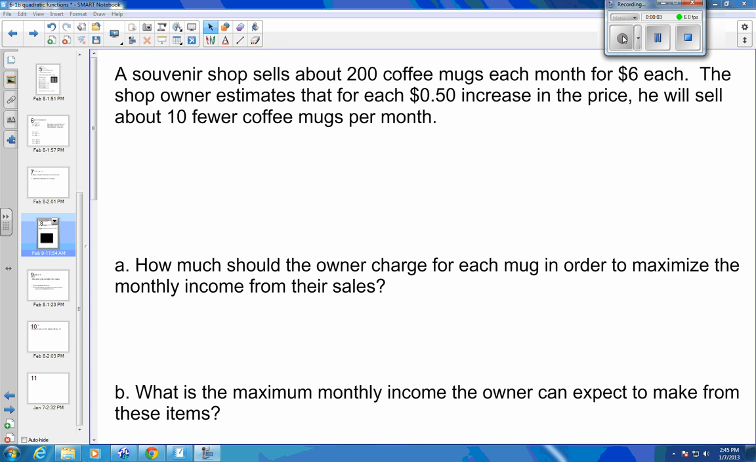Algebra 2, this is Chapter 6, Section 1, and this is going to be a word problem, example 4 from your book, on finding the maximum value and why we would need this in a real-world situation. So let's read this problem.